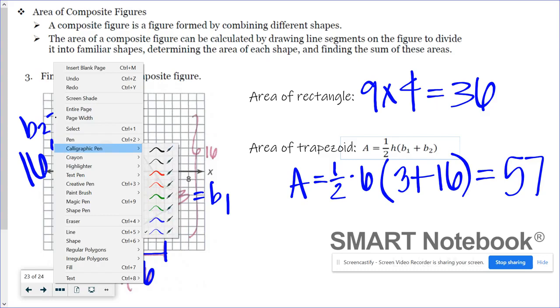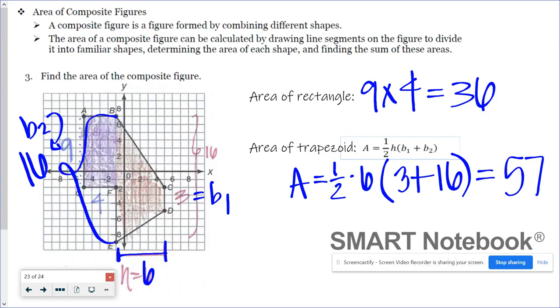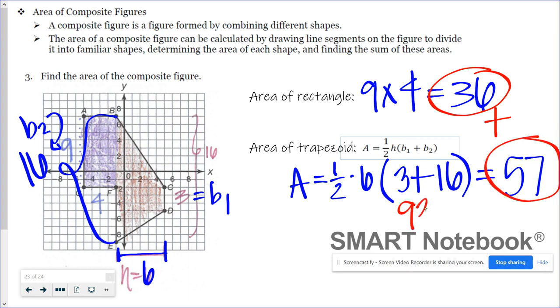So the total area of my composite figure can be found by adding 36 and 57 together. And I end up with 93 square units as the area of my composite figure.